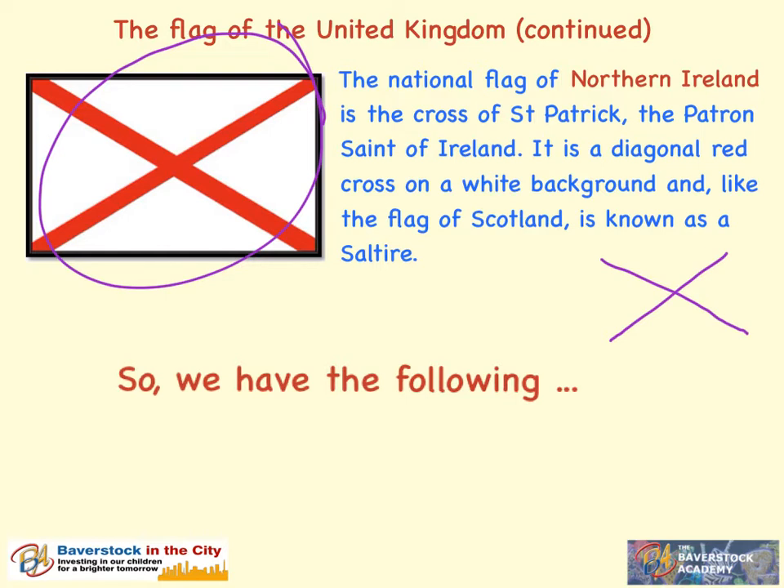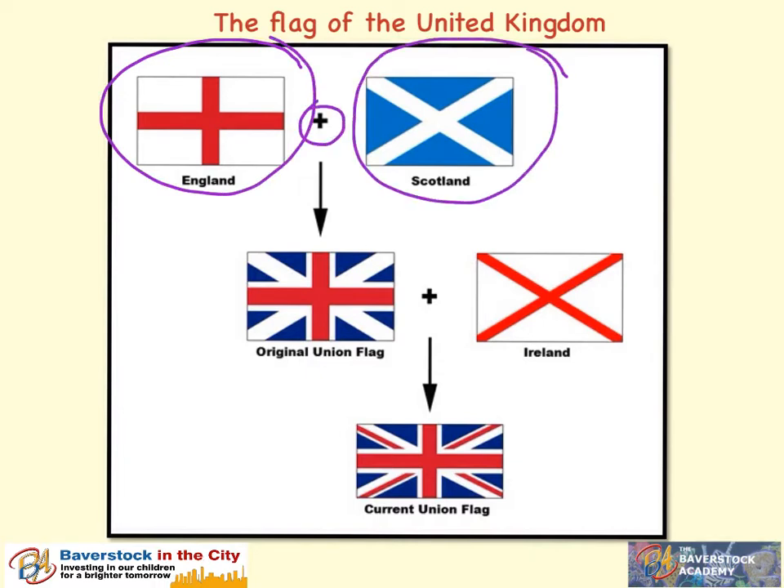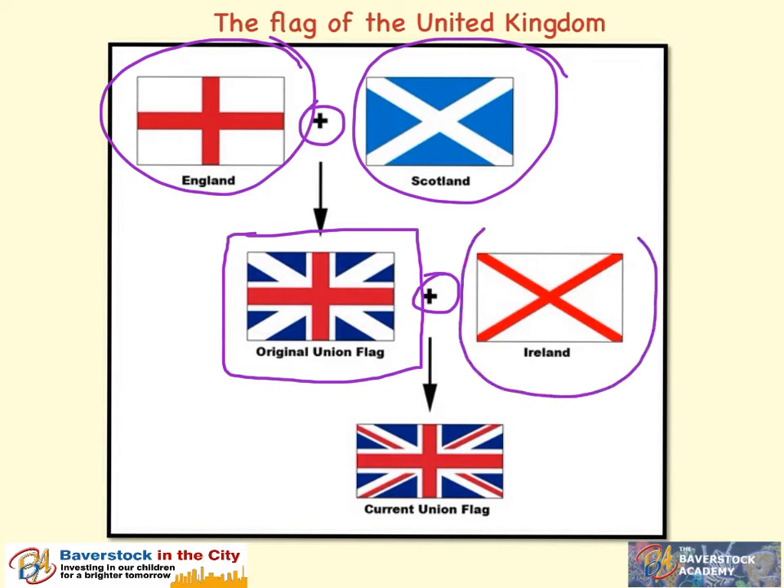So we have the following. We have the flag of England, add that to the flag of Scotland, and we get the original Union flag there. Then Ireland joined the Union, and this flag was added, the flag of St. Patrick, to form the current Union flag.